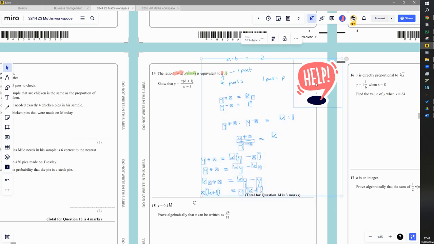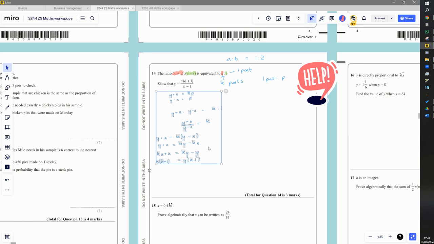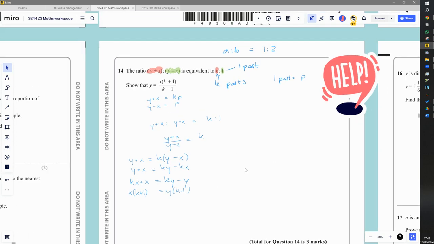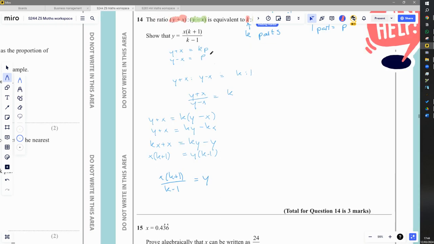Let's just shrink all this a little bit. Okay, now we want to make y the subject, so we're basically there now. We're just going to divide both sides by k minus 1, and we have x multiplied by k plus 1, all divided by k minus 1 is equal to y. And I believe that is actually the answer. That's what we're trying to get to. There we go. Okay, I just got it the other way around, of course. All right.